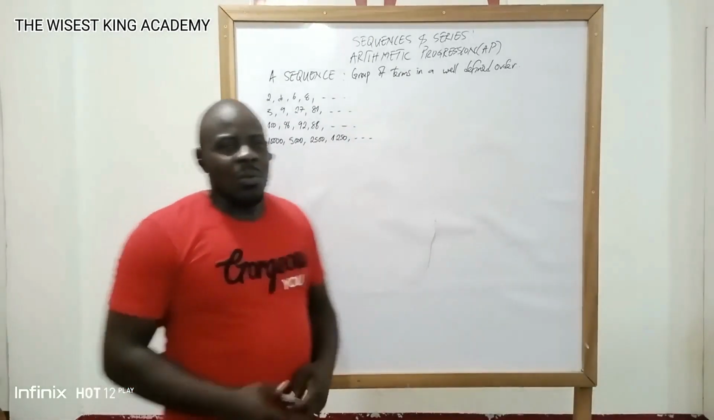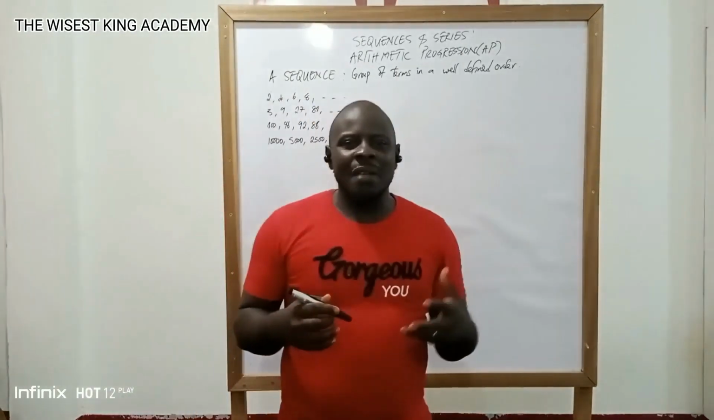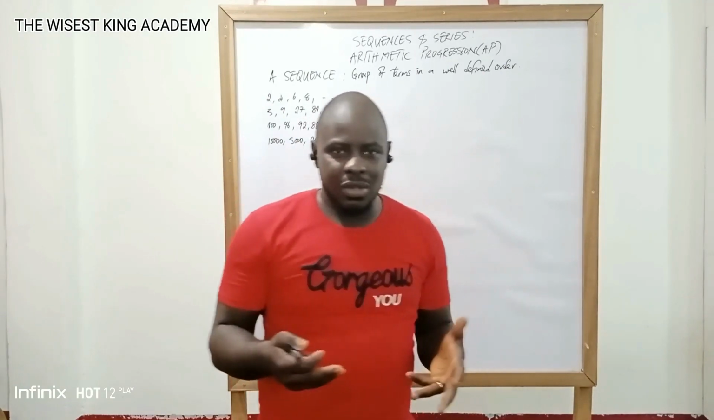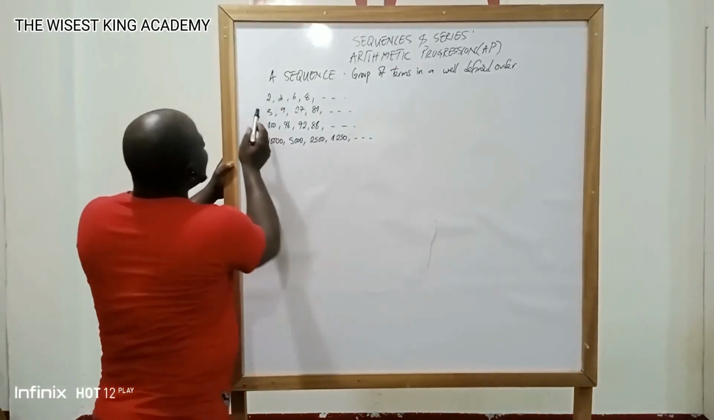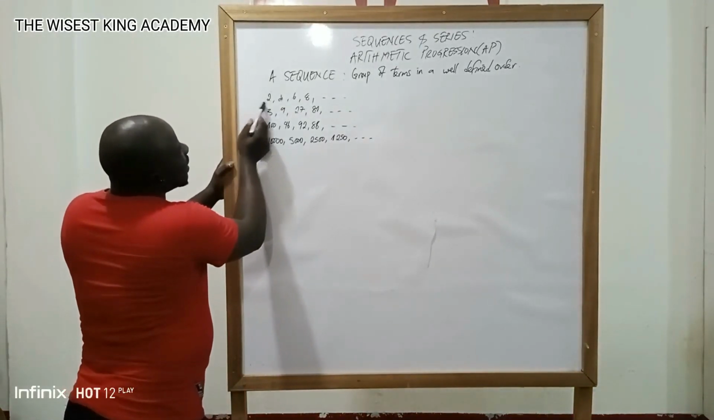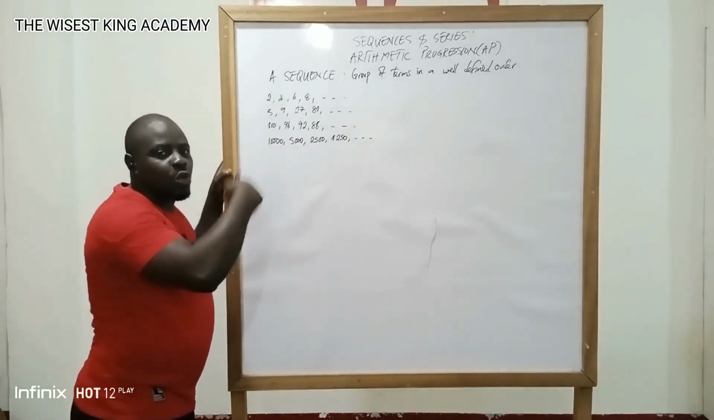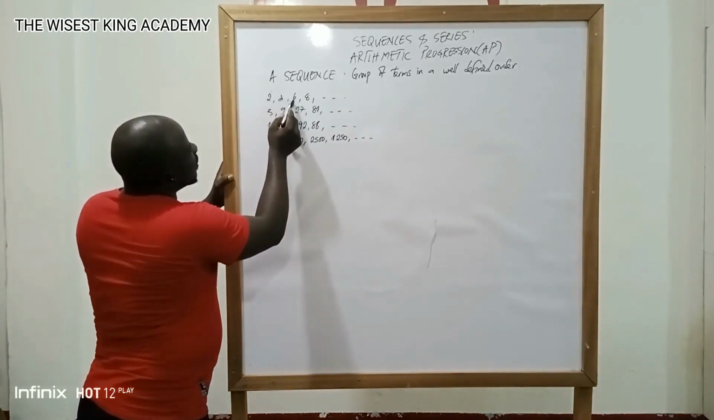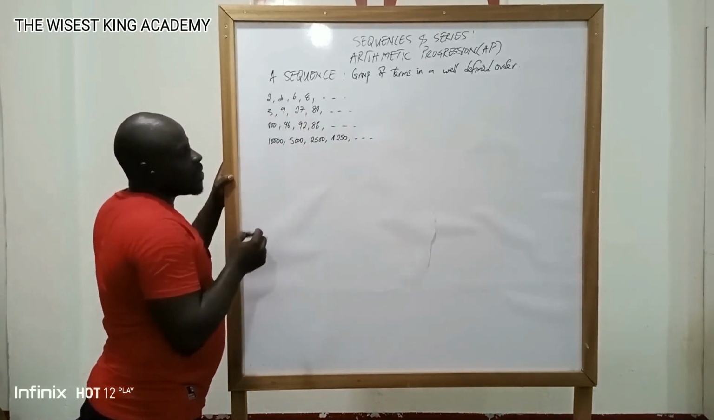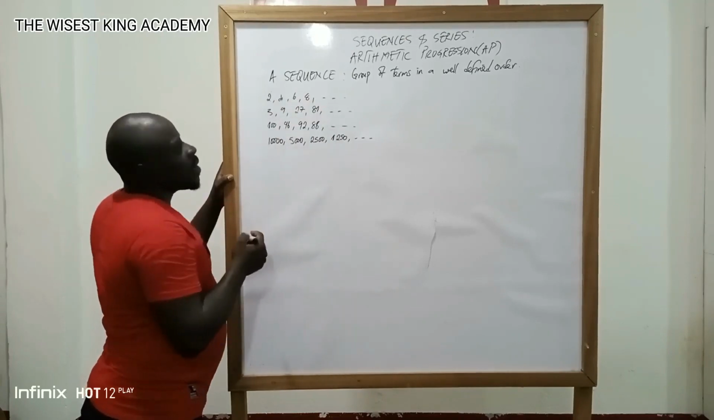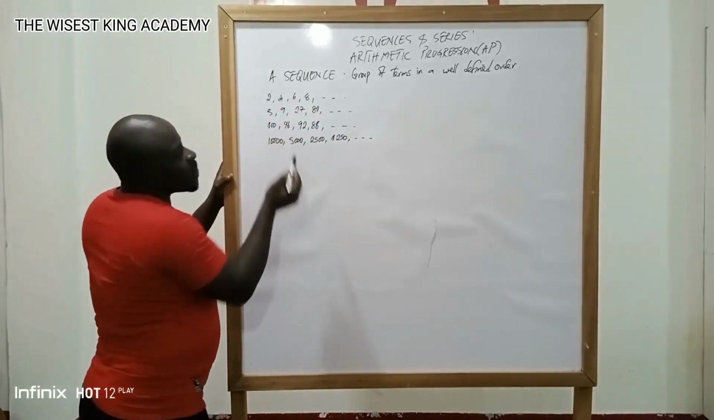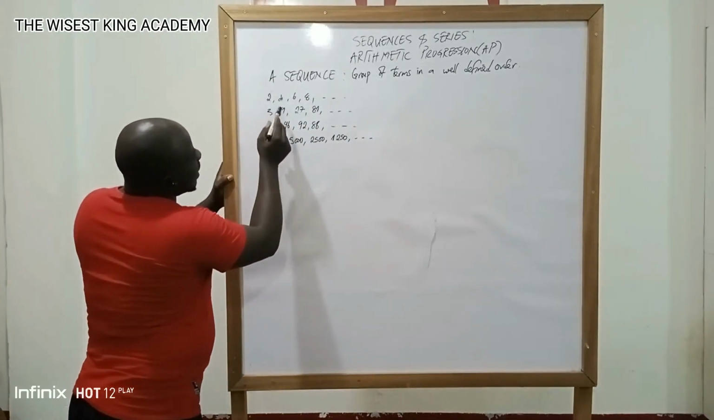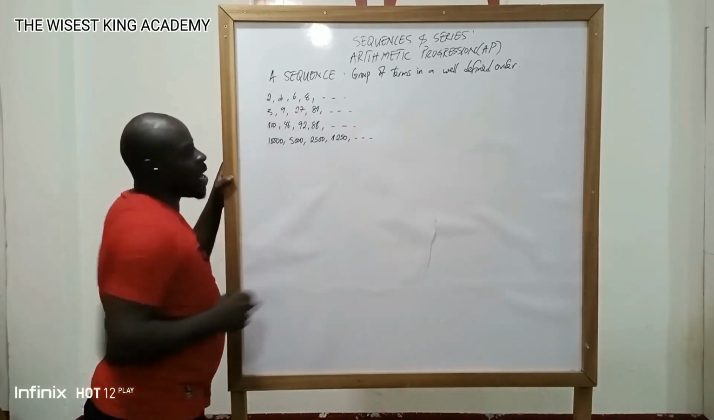Now, when we talk about the sequence, there is that tendency of you knowing how it evolves. For example, in the first example, we notice that the next term is obtained by adding 2 to the previous term. 2 plus 2, 4. 4 plus 2, 6. 6 plus 2, 8. For the second, the next term is obtained by multiplying the previous term by 3. We have 3. 3 times 3, 9. 9 times 3, 27. 27 times 3, 81.